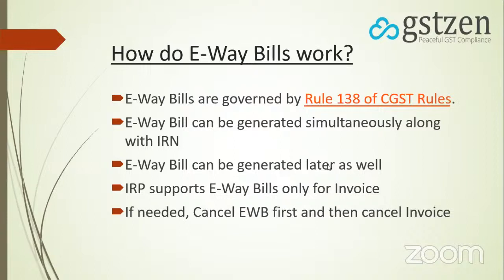based on the e-invoice. IRP supports e-way bills only for invoice. You can only generate e-way bill for an e-invoice. It will not allow you to generate an e-way bill for a credit note or debit note. If you need to cancel an e-invoice where you have generated the e-way bill as well, first you need to cancel the e-way bill, then you cancel the e-invoice.